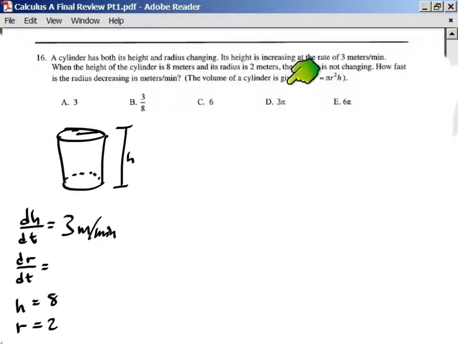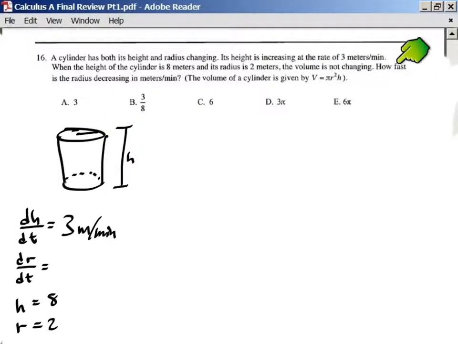All right. The volume is not changing. Oh, why is the volume not changing? Oh wait, this says a cylinder has both its height and radius changing. So the radius is changing. So maybe it's like it's expanding and it's going up at the same time.